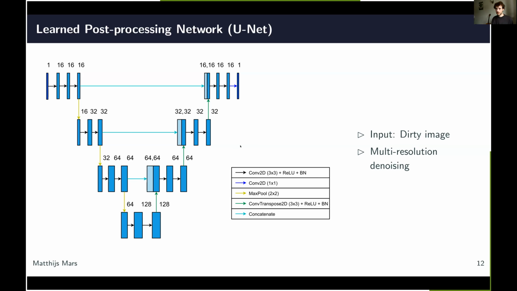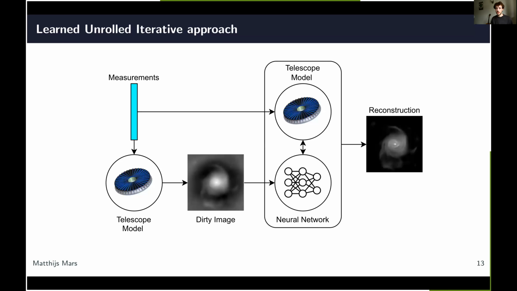As an addition to this, we wanted to implement a learned unrolled approach. Still we have the measurements and use the telescope model to create our initial dirty image and use that as an input to our neural network. But then inside the neural network, we actually use the telescope model and the original measurements to provide gradient-based updates to our network to improve the reconstruction quality.